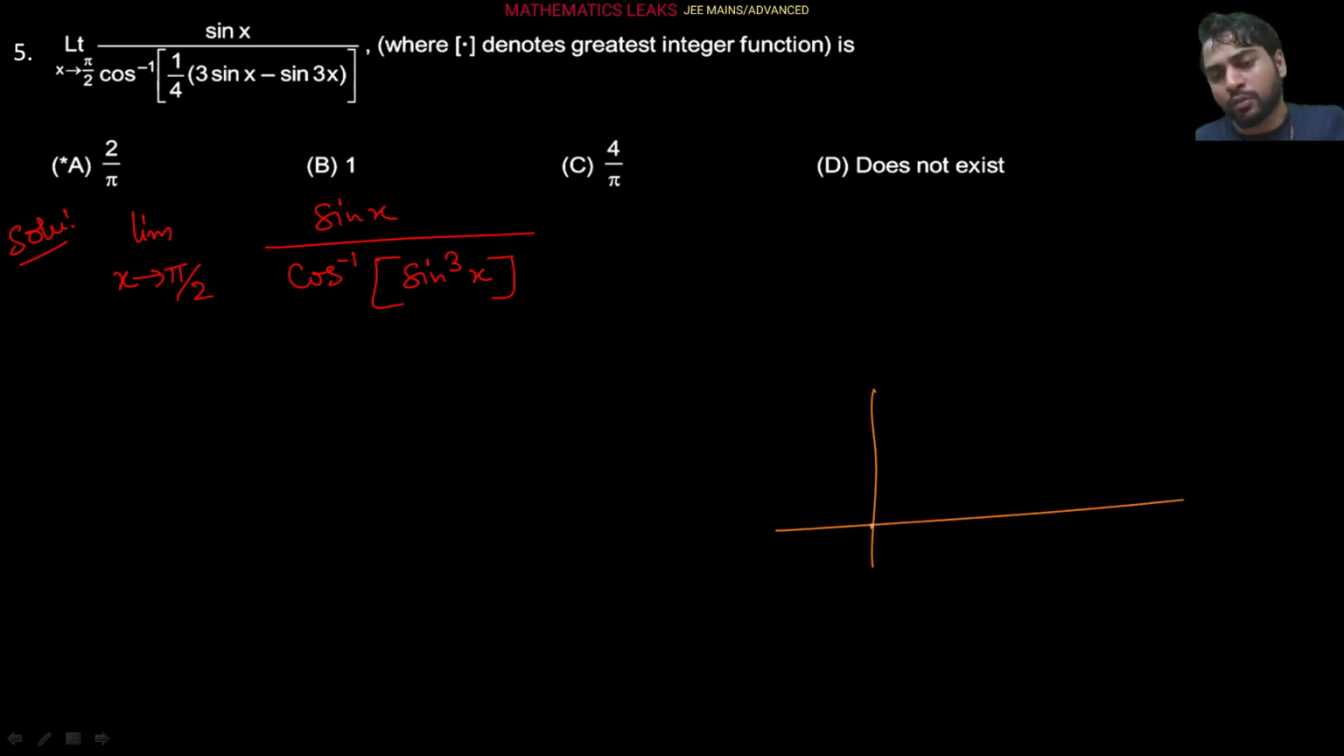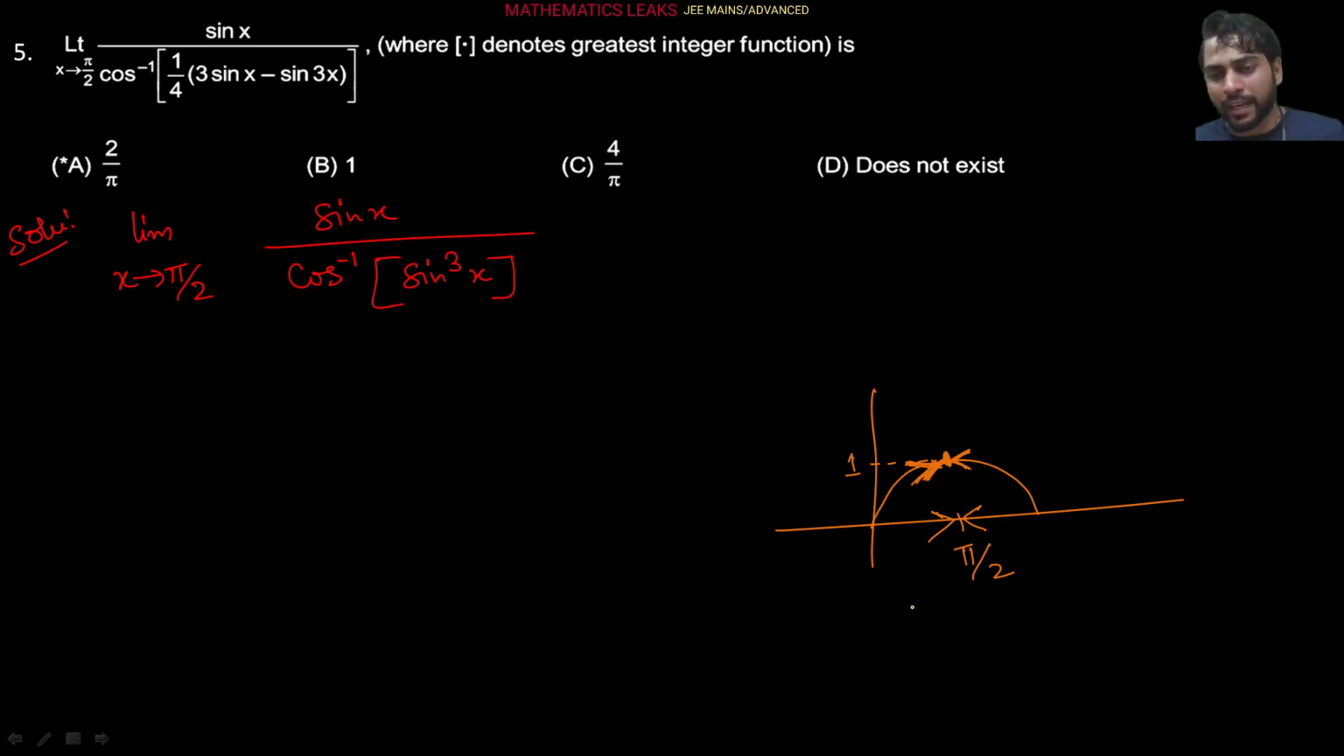X approaches towards pi by 2, so you know at pi by 2, sin will always be 1, right everyone? At pi by 2 it will always be 1. But when x approaches towards pi by 2 from the left side, it will be tending towards 1. It will not be 1. From the left side, the value of sin x is tending towards 1, nearly 1, 0.99 something. Correct now? And when x approaches towards pi by 2 from the right side, its value is also not 1, it is tending towards 1, slightly smaller than 1, so 0.99 something. Correct now?